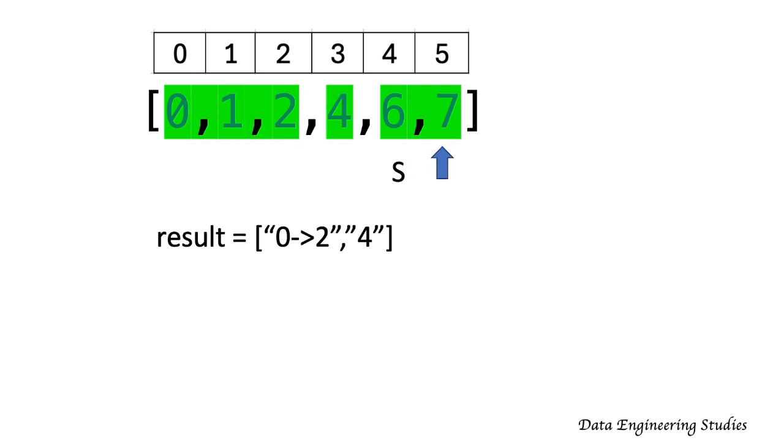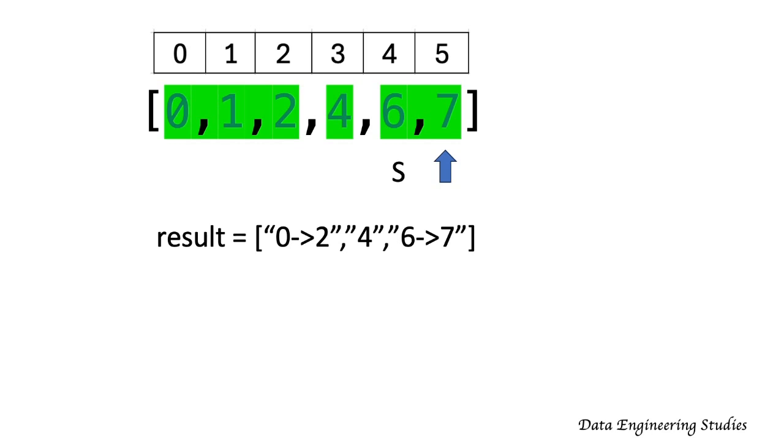In this case, we cannot increment the pointer again. So only for the last range, we will check from s to the last element. Since s is not equal to the last element, we will append the range from s to the last element to our result. Now we have iterated all the elements. We will return the result. I hope the approach is clear.